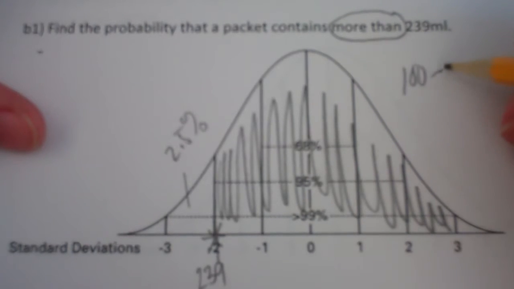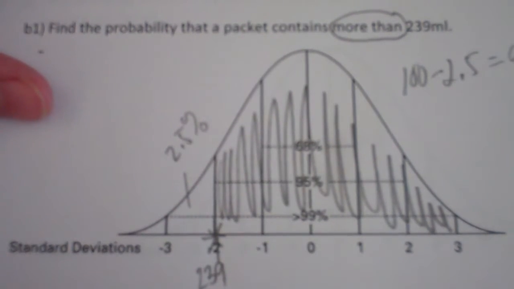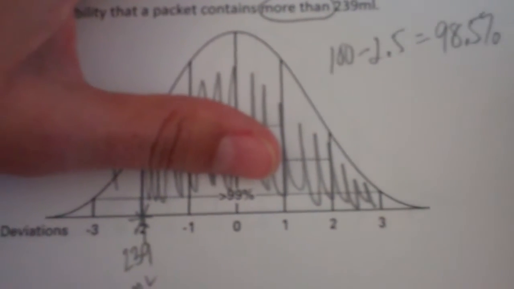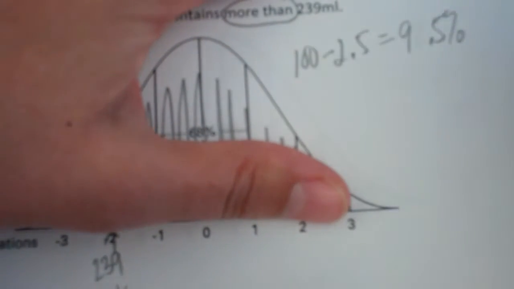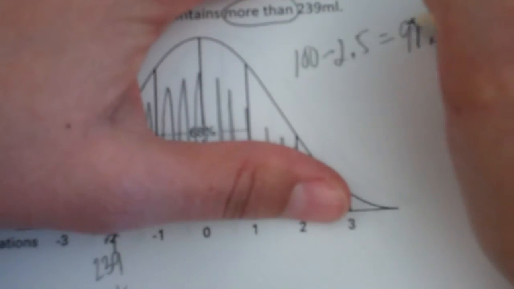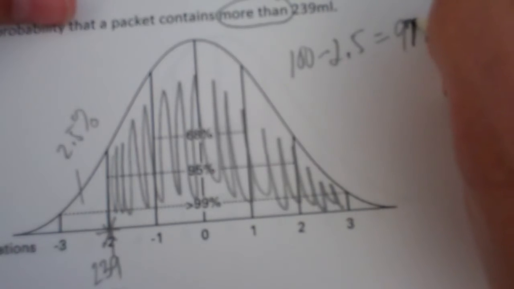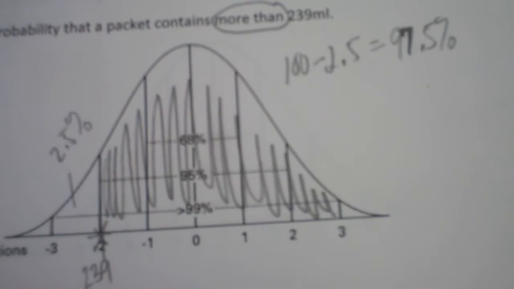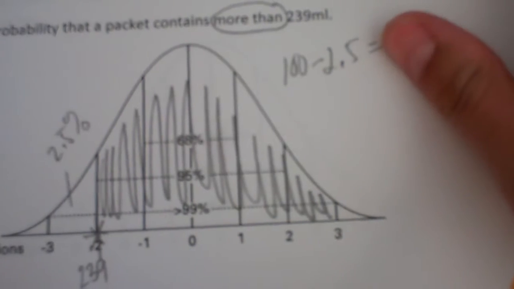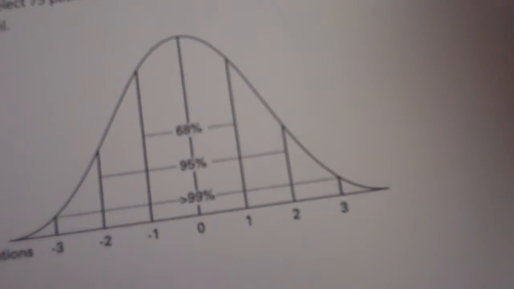So all we need to do is subtract 100 minus 2.5. And we're going to get 98.5. So we have a 98.5% chance that, oh, no, mirrors. See what I did there? That was 1.597. Stop. 97.5. I'm sorry, that actually still looks like a 1. Okay, we have a 97.5% chance. I do know how to subtract. I was just going really fast. 97.5% chance that our packet contains more than 239. Let's go to the next question.